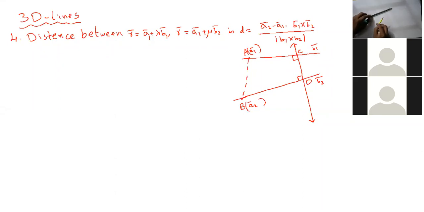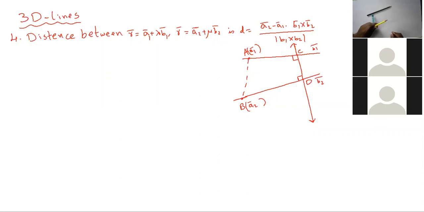Same way, one line is here, the other line is here. You take the line which is perpendicular to both. So if you take a line which is perpendicular to both, okay, let me consider like this so that you can see that. Yeah, this is the line which is perpendicular to both. So that is the shortest distance.